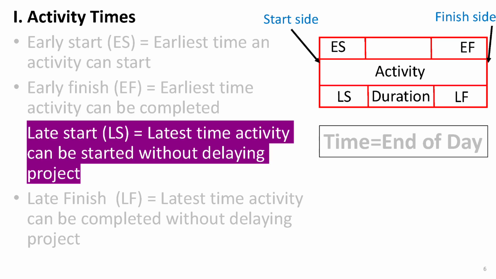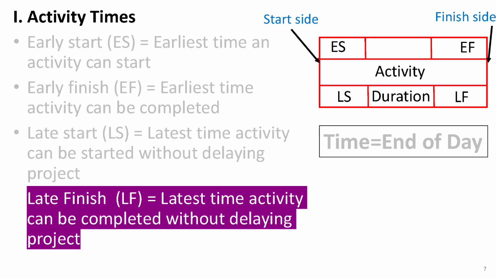Late start, LS, refers to the latest time an activity can start without delaying the project. Finally, late finish, LF, is the latest time an activity can be completed without delaying the project.